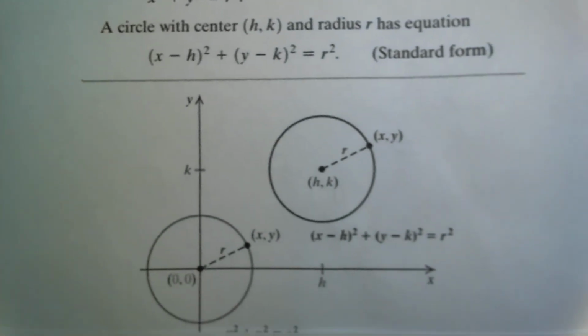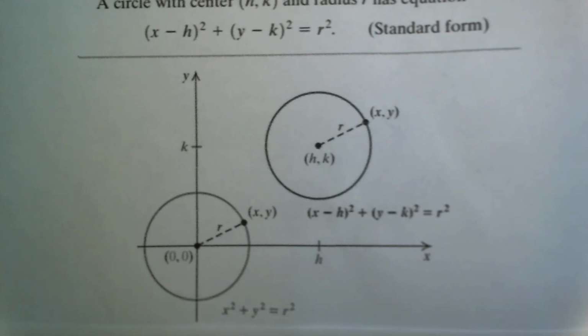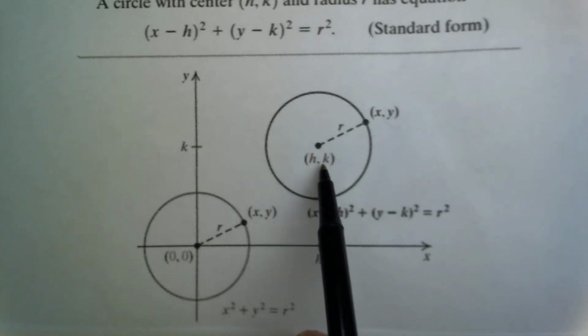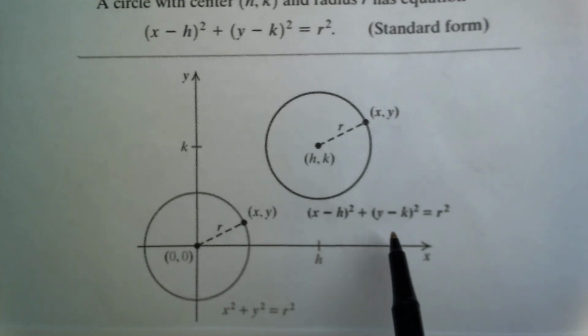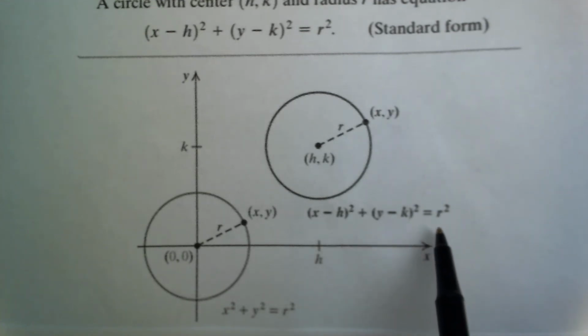So here are the corresponding graphs of the circle. This one here, the circle has been centered at the origin. The equation is x squared plus y squared equals r squared. And when the center is at h comma k, then the equation is x minus h squared plus y minus k squared equals r squared.